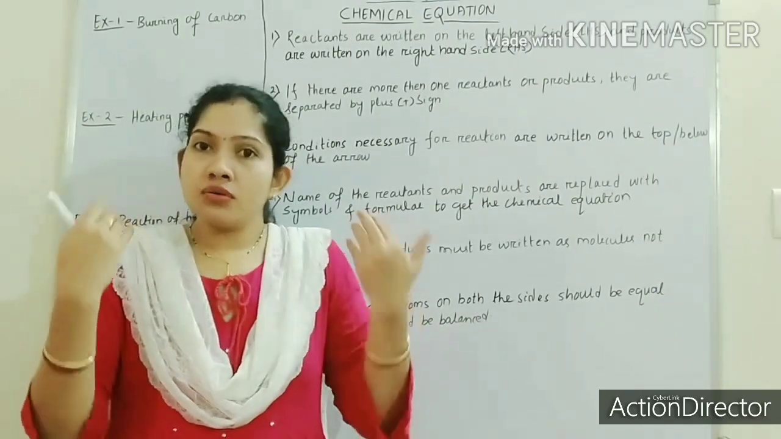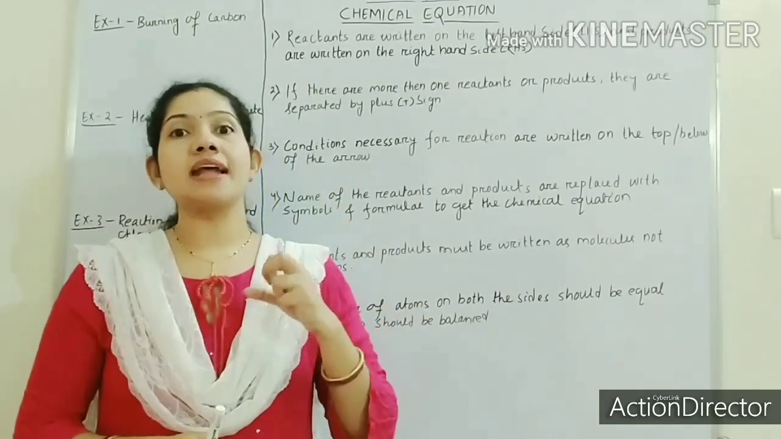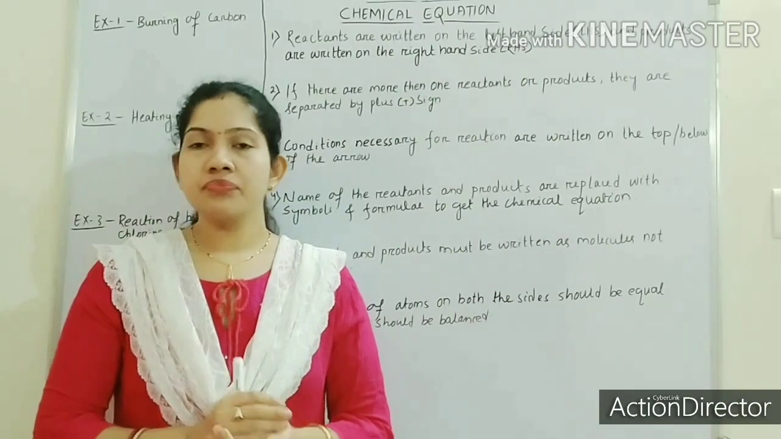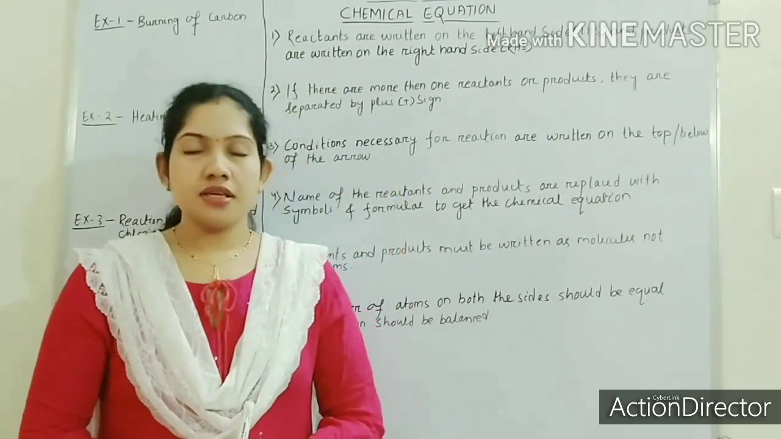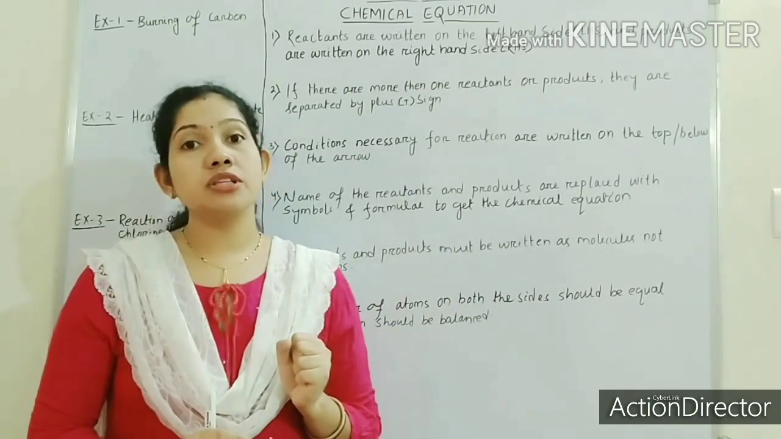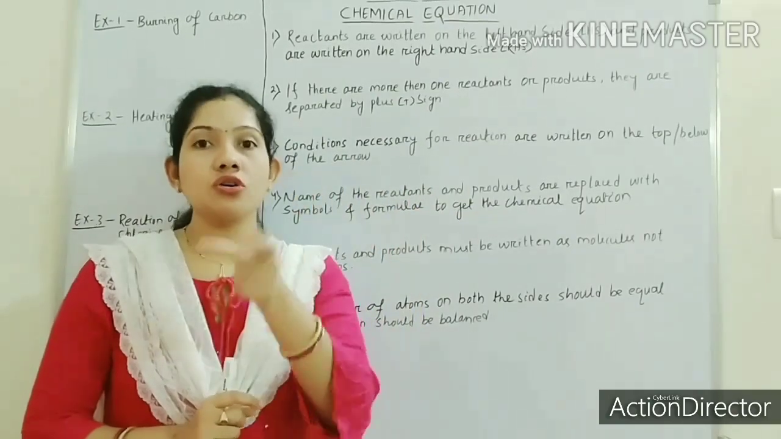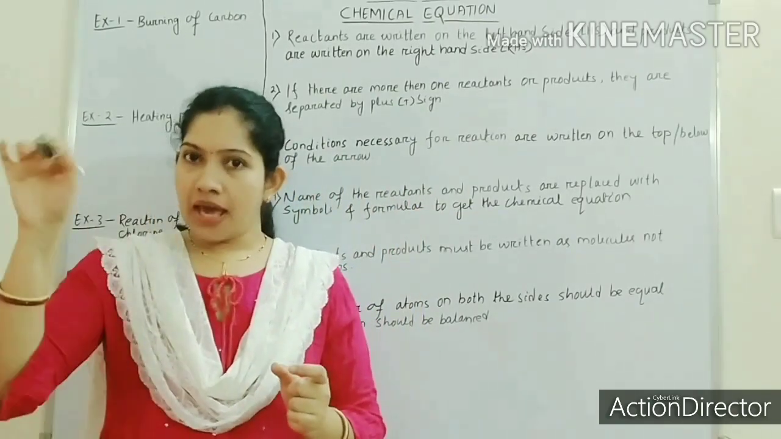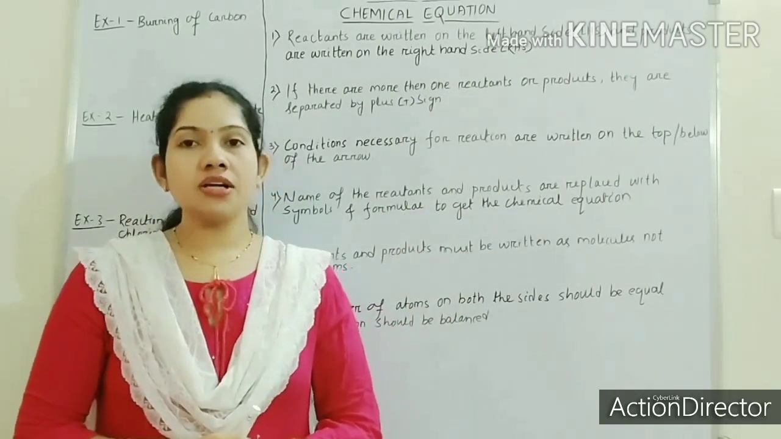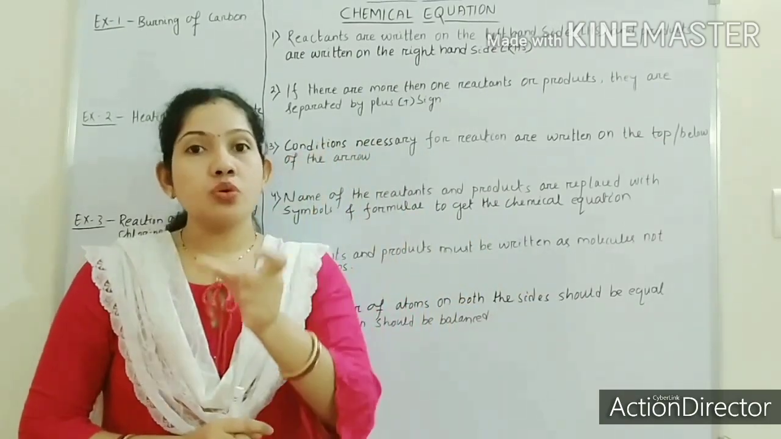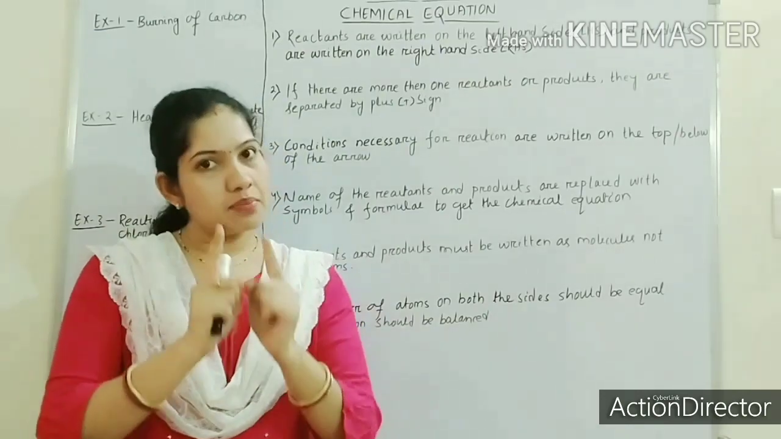Okay, so before writing a chemical equation, first we will write the word equation. What is a word equation? When we write only names. For example, if I say hydrogen and oxygen react with each other to form water, so when I write hydrogen plus oxygen gives rise to, means arrow, water, this is a word equation. But if I write 2H2 plus O2 gives rise to 2H2O, this is the chemical equation.